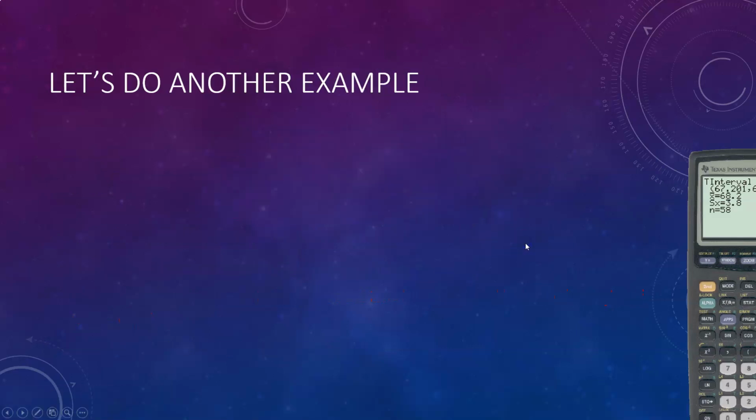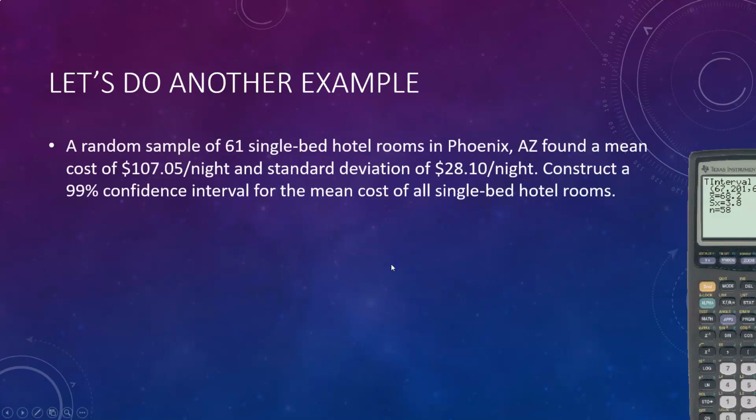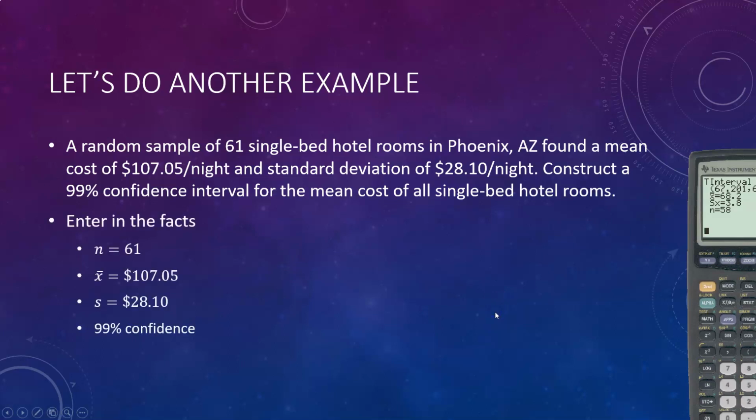Let's do another example, and instead of me reading this to you, because I'm a C- reader, I'm just going to have you read it to yourself. And remember that we need 4 pieces of information. What's the size of the sample? What's the mean of the sample? What's the standard deviation of the sample? And what confidence level are we looking at?